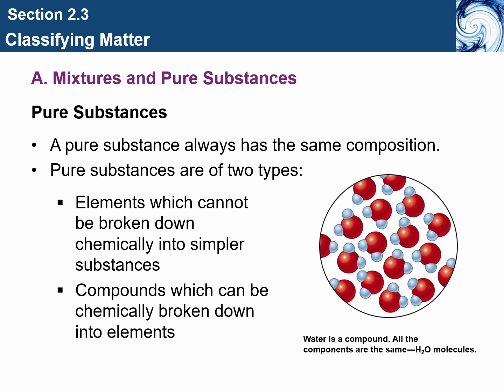The particle picture that you see down here shows water as an example of a compound. Every particle shown is the same H2O molecule, which means it has a constant composition. Although water contains both hydrogen and oxygen atoms, it's still a pure substance because every portion of pure water contains the same type of molecule and the exact same composition.